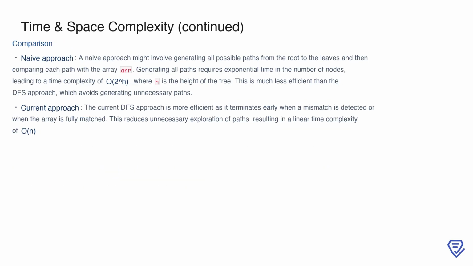Let's compare our approach to a naive one to highlight its efficiency. A naive approach might involve generating all possible paths from the root to the leaves of the tree and then comparing each path with the array ARR.